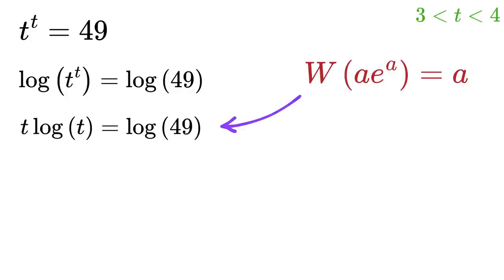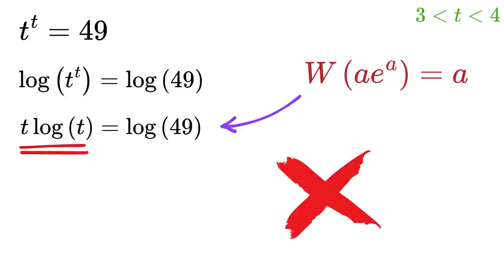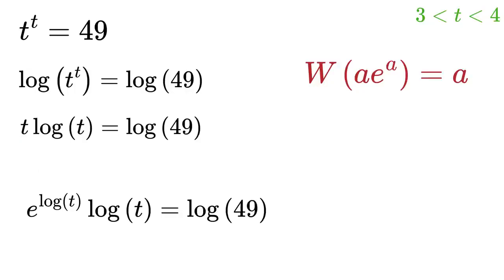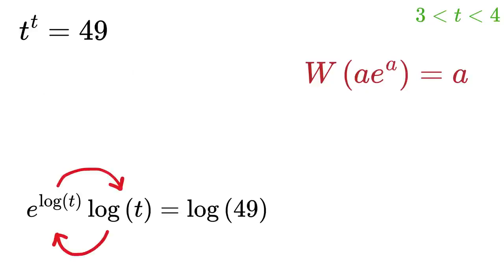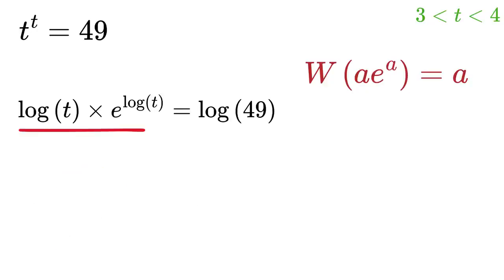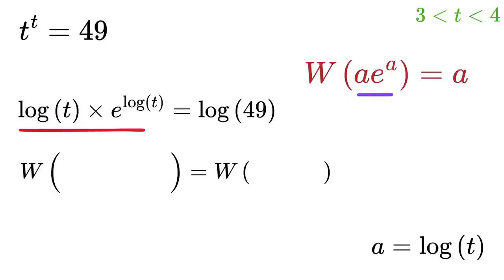Now we will use it in this expression. If you look closely, you do not have e in this expression, so we will have to convert it in terms of e. This is simple, as we can write t as e raised to the natural log of t, and this times log of t equals log of 49. We can change the order and write it like this also, as it is a simple multiplication. Now, if you compare this expression with the earlier one, we have the value of a as the log of t. So we can easily apply the Lambert W function on both sides of this expression.